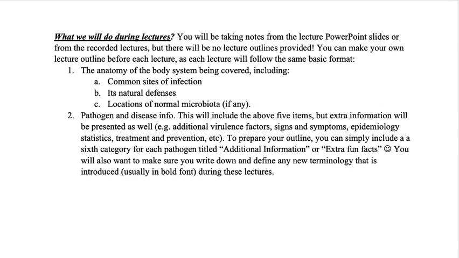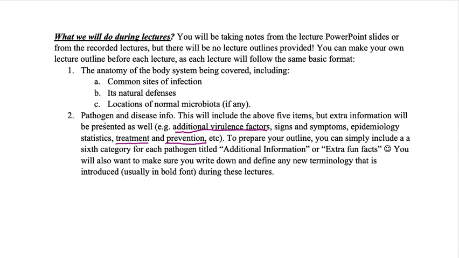There may be additional virulence factors, not just capsules, endospores, and lipopolysaccharide. There will be signs and symptoms. There might be some epidemiology statistics. Oftentimes there's going to be information on transmission, prevention, and treatment. So after the 5 items for each pathogen, you might want to include a 6th category as well, called additional information or extra fun facts. And then anything that seems very notable or relevant, you can keep in that 6th item.